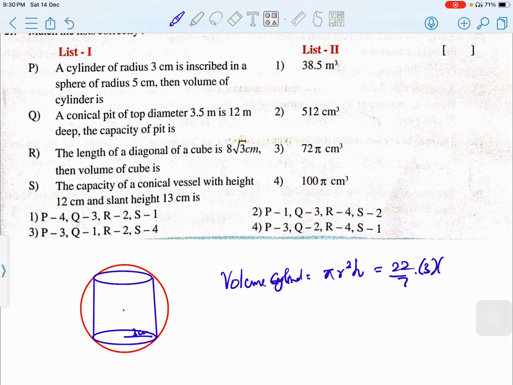So 3 into 3. What is h? How can we find the height? Listen carefully. Here, the radius of the sphere is 5. From the center to any point it is the radius. And any two points on the sphere with a line passing through the center give the diameter. So here 5, here 5, 10.